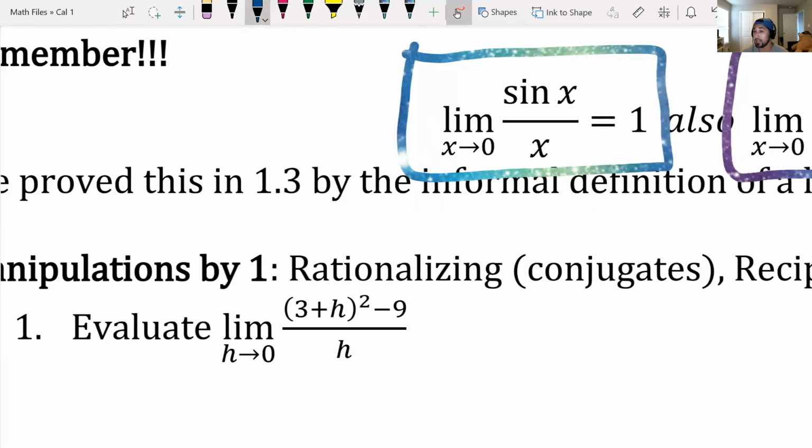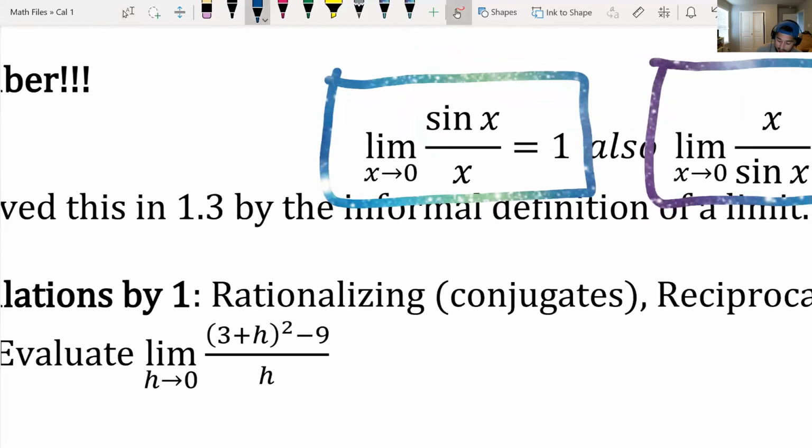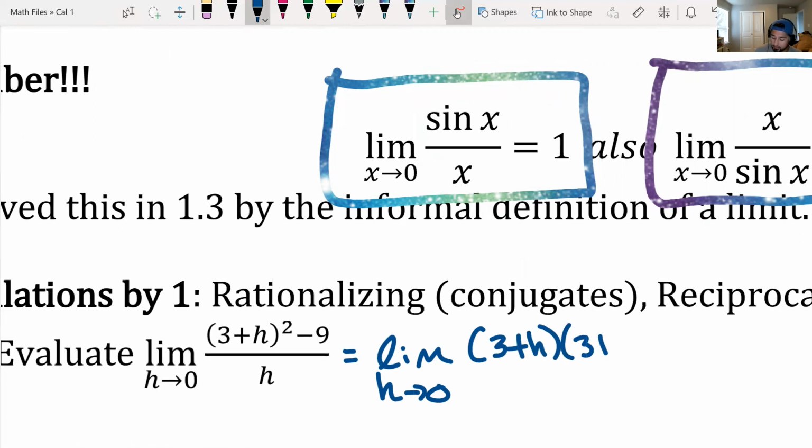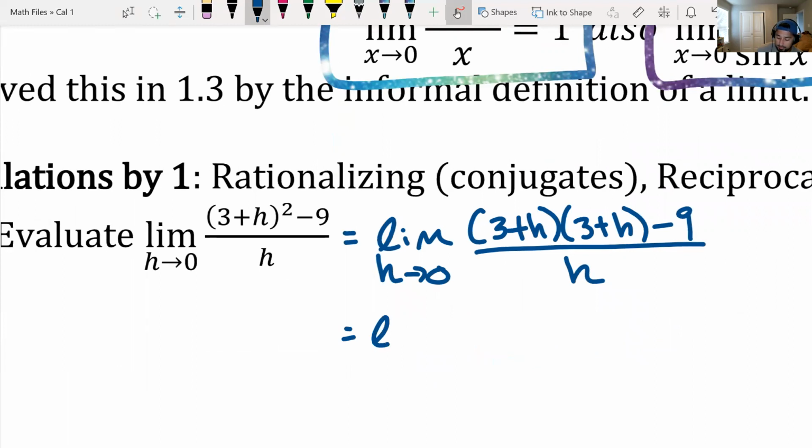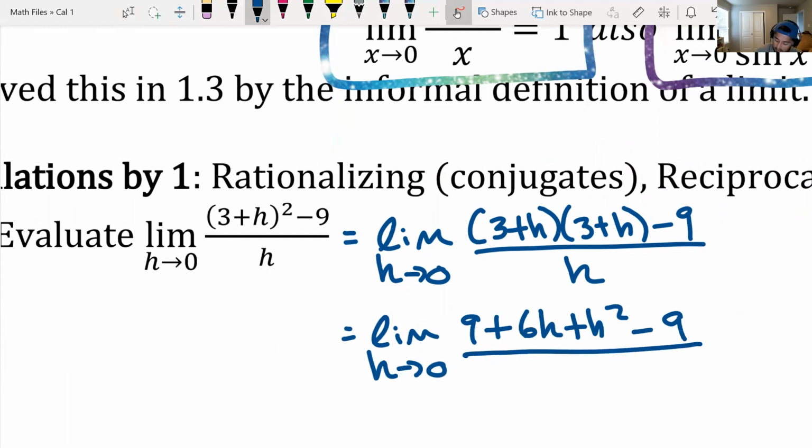And what we notice is that (3 plus h) squared can be foiled. So this means that we'll get the limit as h approaches 0 of (3 plus h) times (3 plus h) minus 9 over h, equal to the limit as h approaches 0. Foil this out, you'll get 9 plus 6h plus h squared minus 9 over h. Your 9s will cancel.